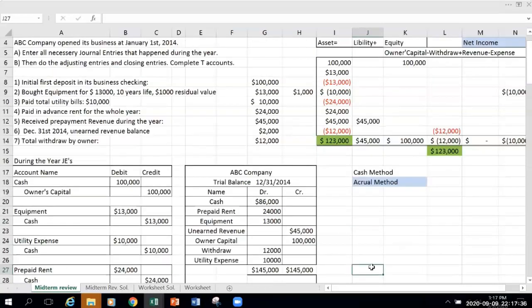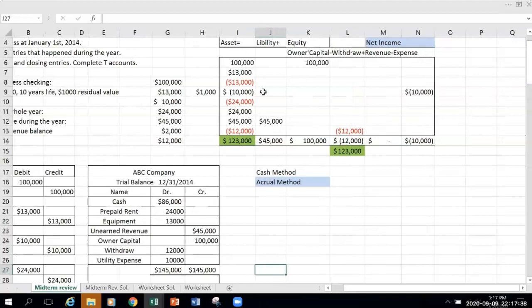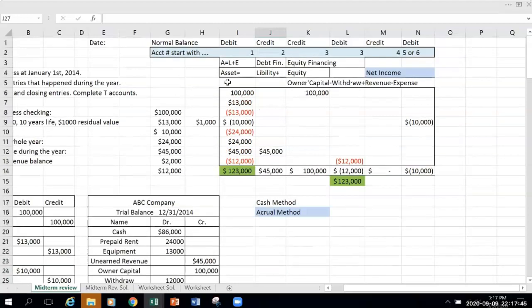In regards to the accounting equation, I also showed you what the accounting equation looks like, understanding that asset equals liability plus equity, and all my assets on the left-hand side of the equation equal all my liabilities and equity combined on the right-hand side of the equation.